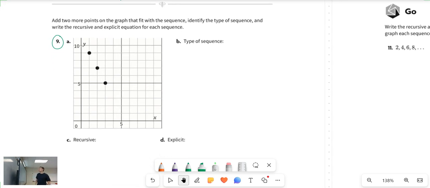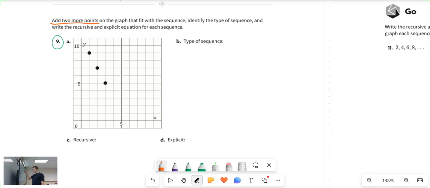All right, here we go. Add 2 more points on the graph that fit with the sequence, identify the type of sequence, and write the recursive and explicit equation for each sequence. Wow, okay, so we're adding 2 points. That's the first thing. We're going to end up doing that in orange, I think. Add 2 more points. Identify the type of sequence. That's okay. All right, so, and then everything else that we've been doing, but now we're going from a graph.